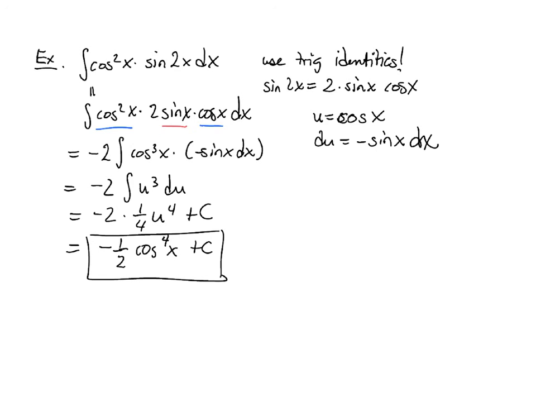General strategy for problems like this: if you don't see an obvious trig identity to use and it's not in one of the preceding forms, you should try to convert everything into sines and cosines.